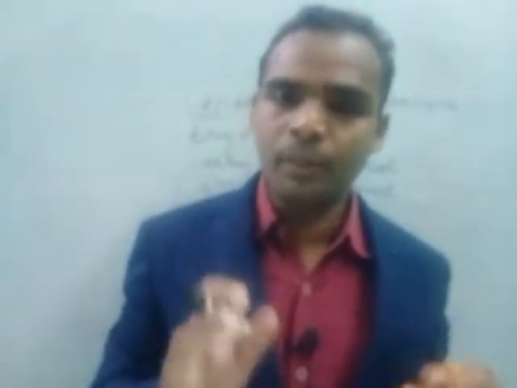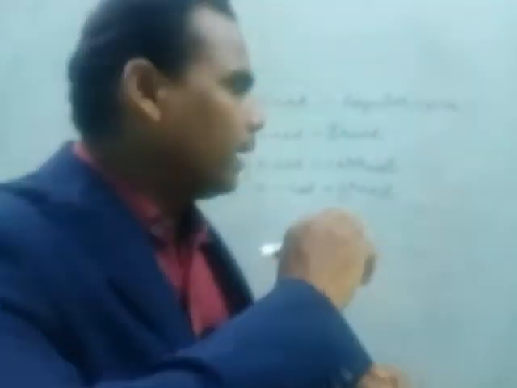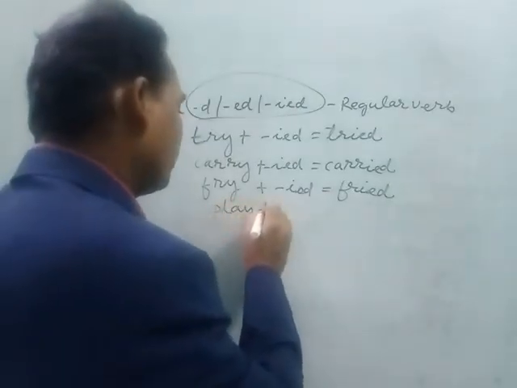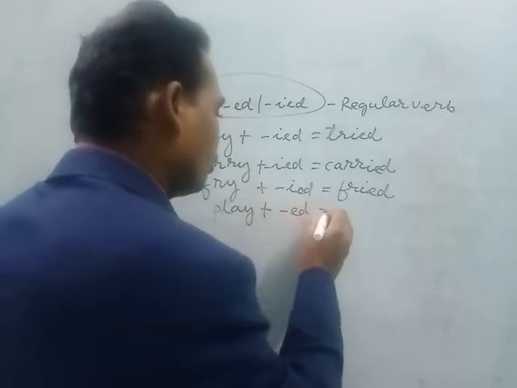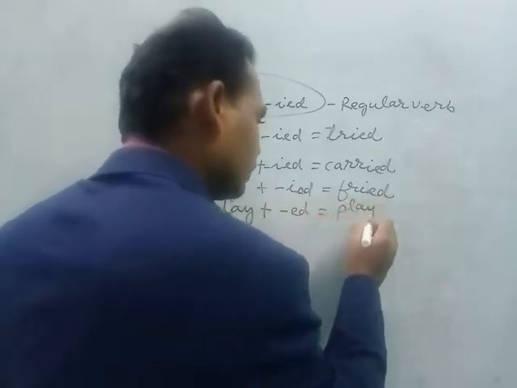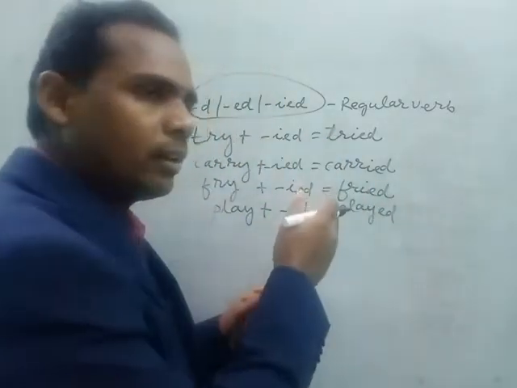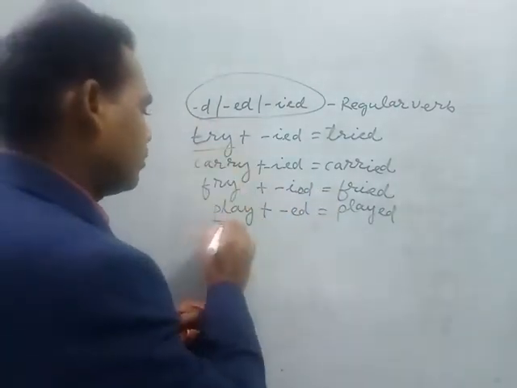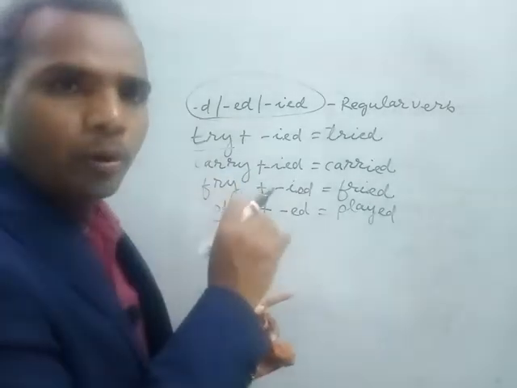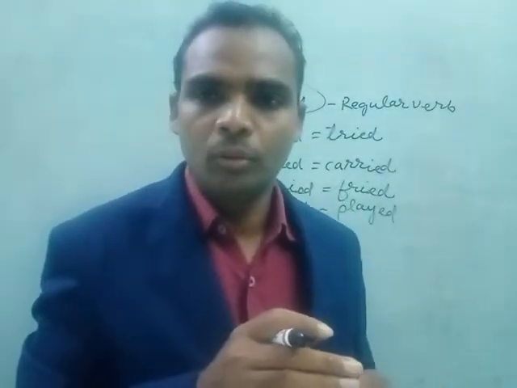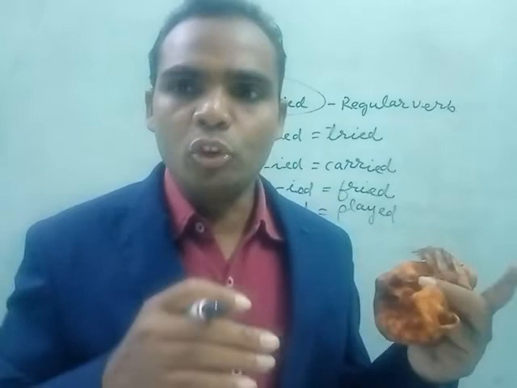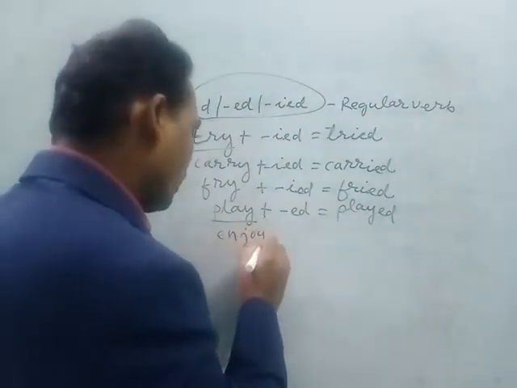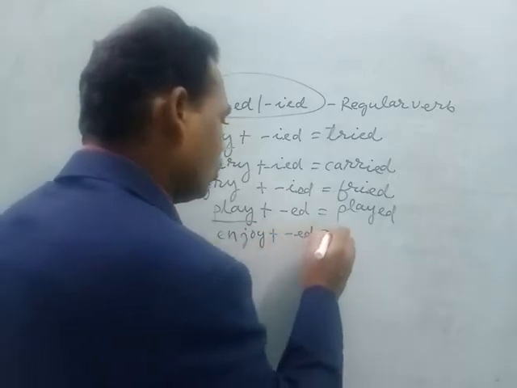I am giving some more examples. Play, play plus only ED is equal to played. I am giving now the difference between this try and this play. These two verbs. Play is a verb. Enjoy, enjoy plus ED is equal to enjoyed.